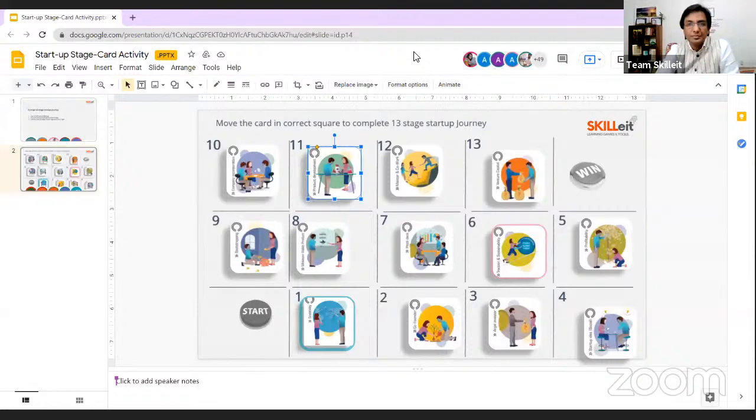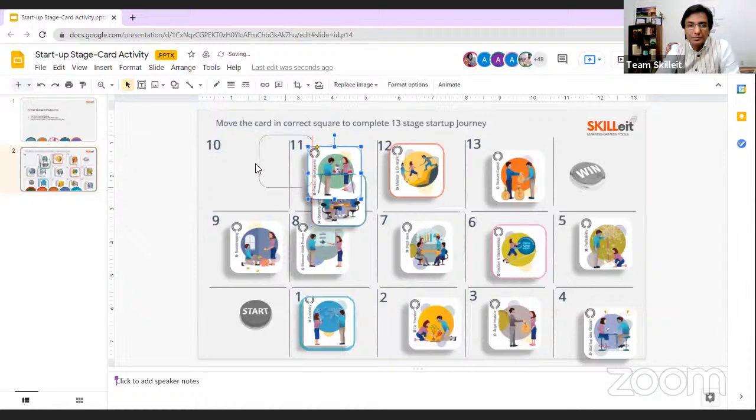Participate in the breakout rooms, and also decide your representatives once you are in the breakout rooms. There will be one representative of your team that you decide, and after the activity is done, you will come back and your representative will explain to us what you have done in the game. I hope everyone has copied the link and has it with them.